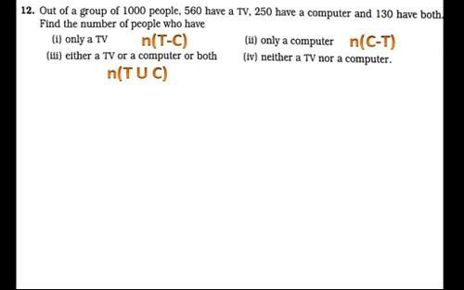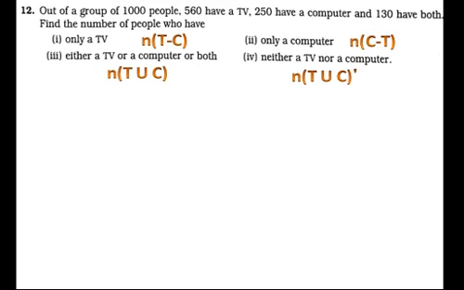Either a TV or a computer or both: in the previous question we had a discussion about it. That means the union of both the sets, so we have to find the cardinal number of T union C. Now, neither a TV nor a computer means the complement of the union. So we have to find the cardinal number of the complement of T union C. This is what we have to do in this question.